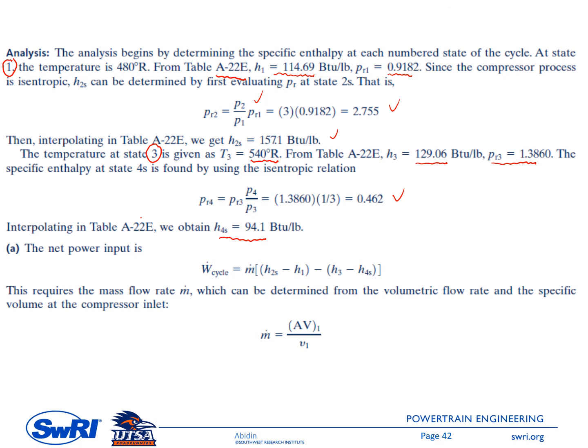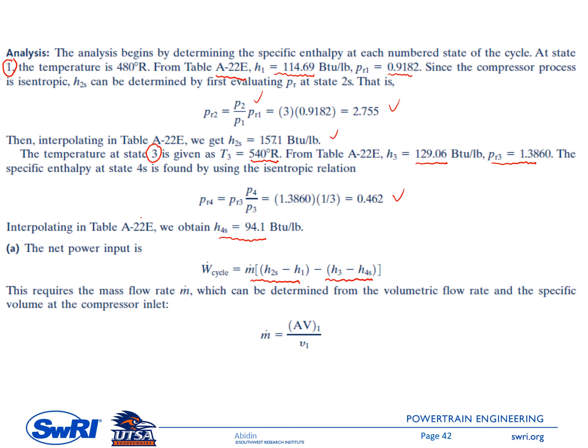Then we can start answering the question. The first question is the net power input. This is the compressor power minus the turbine power. This is the compressor power and this is the turbine power.